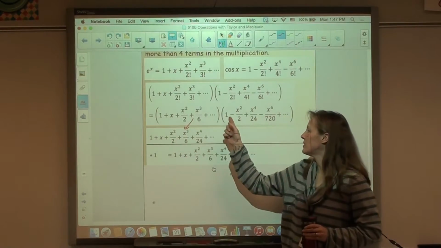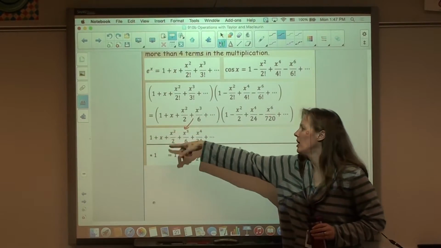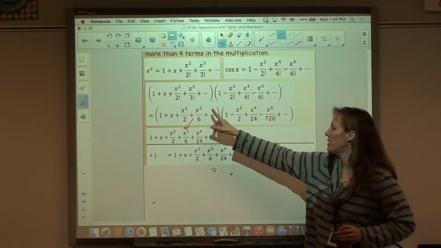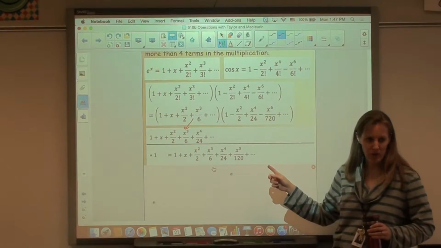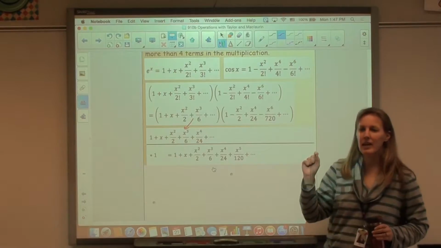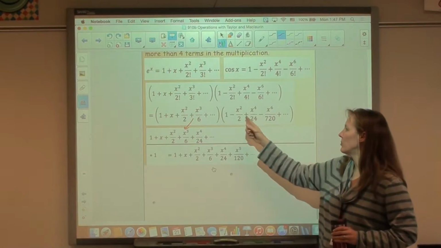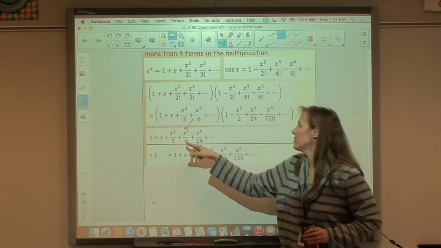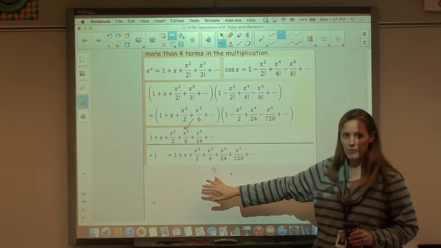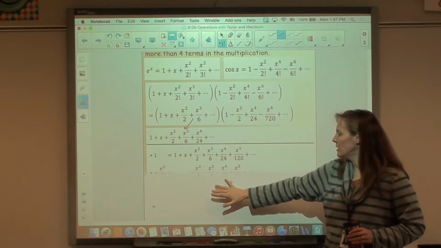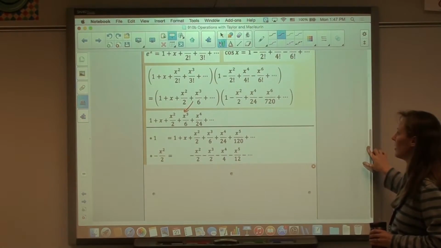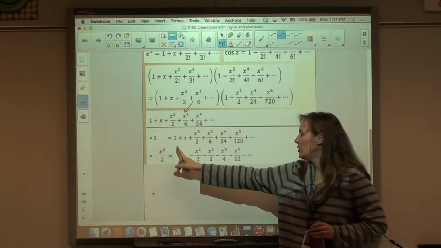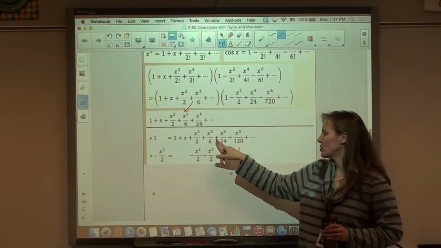So all I did, this is my first term here, so I'm multiplying all the terms in the first polynomial by the first term here, which is 1. Everyone okay with that? Okay. The next step then would be to go back and multiply all of them by negative x squared over 2. But when you multiply by negative x squared over 2, you line up your like terms.